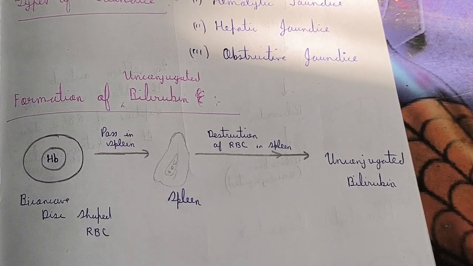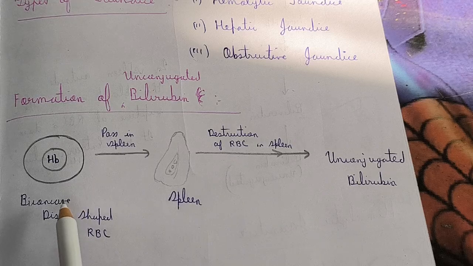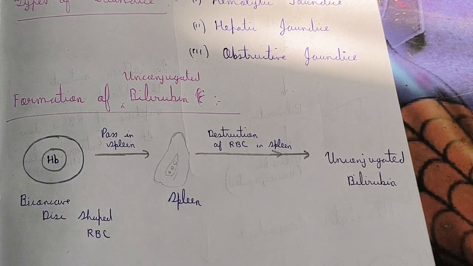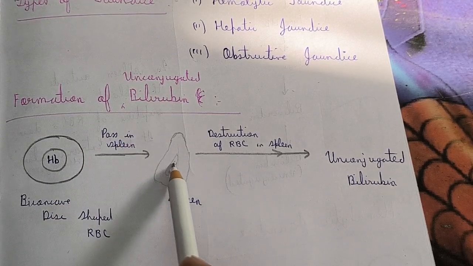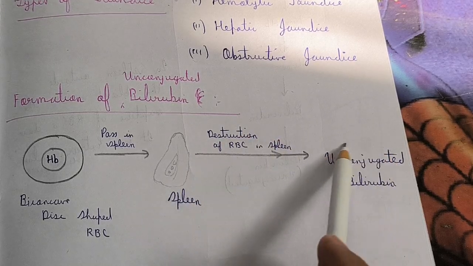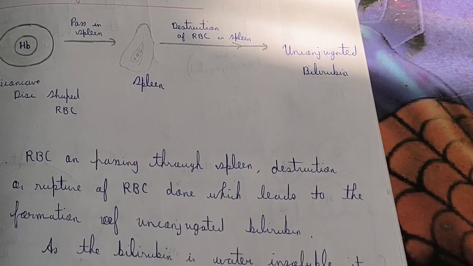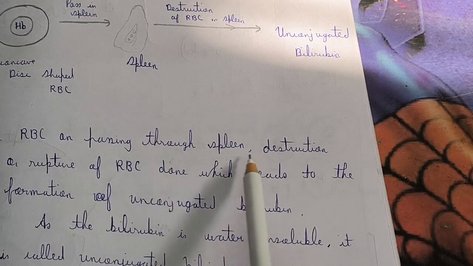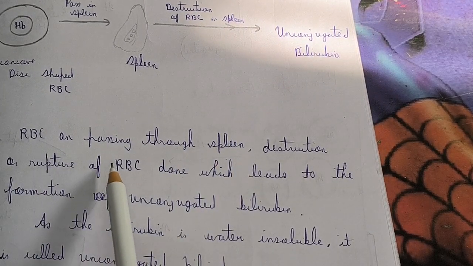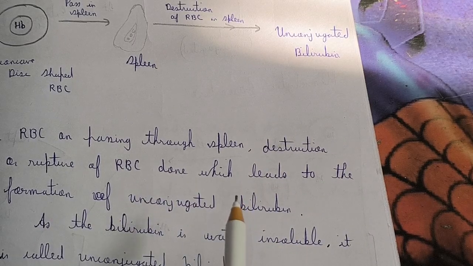You all know that a normal RBC is a biconcave disc, and it passes through the spleen, and in the spleen the RBC is destroyed, and this leads to the formation of unconjugated bilirubin. I have written that when RBCs pass through the spleen, a destruction or rupture of RBC occurs, which leads to the formation of unconjugated bilirubin.